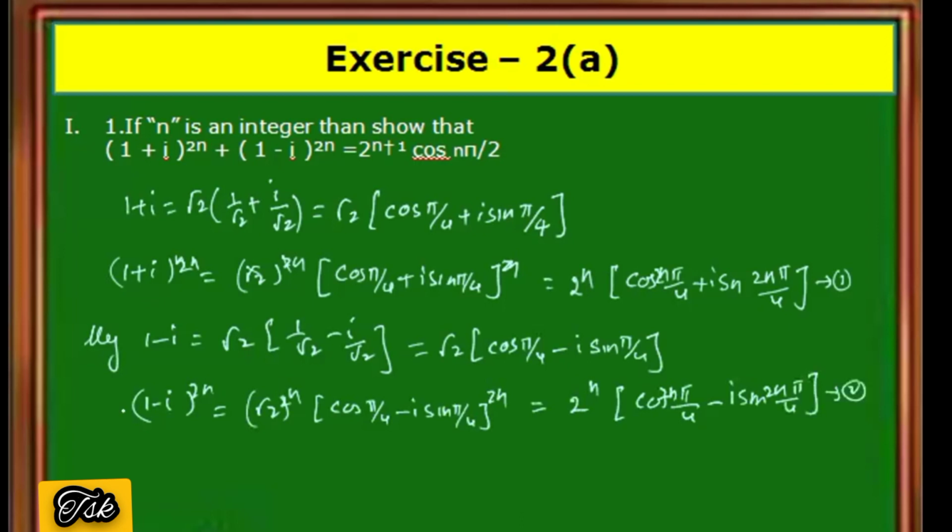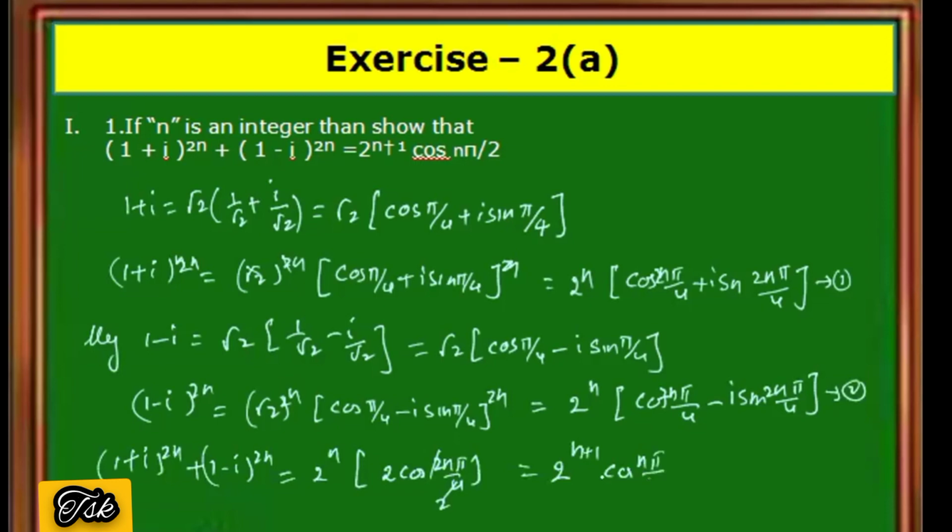Therefore, when you add 1 and 2, (1 plus i) whole to the power of 2n plus (1 minus i) whole to the power of 2n is equal to, when you take 2 power n common, we remain with 2 times cos 2n pi by 4. And 2 gets cancelled here. Therefore, remaining is 2 power n plus 1 cos n pi by 2.